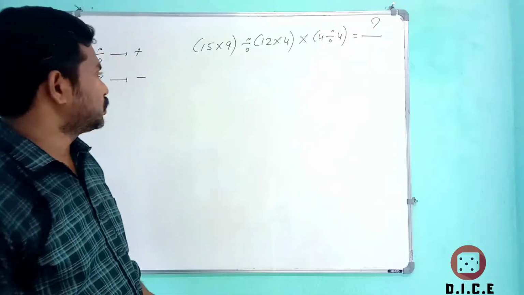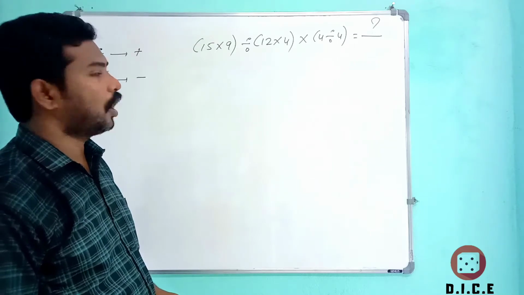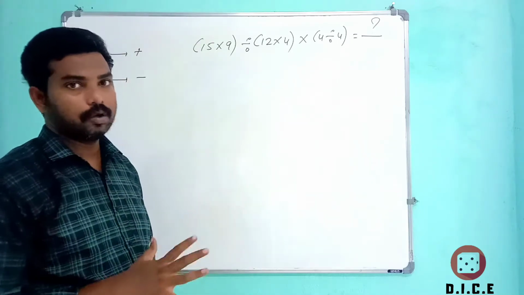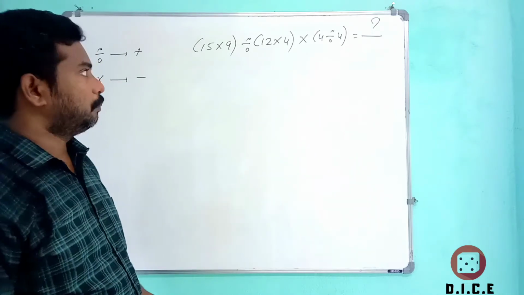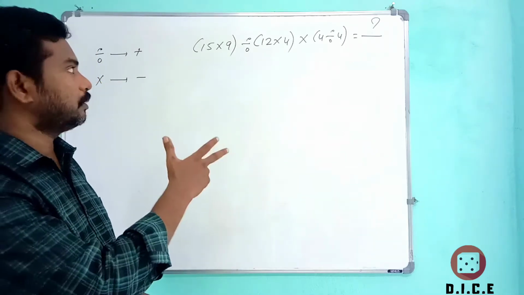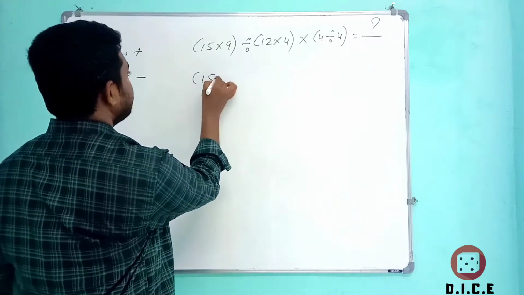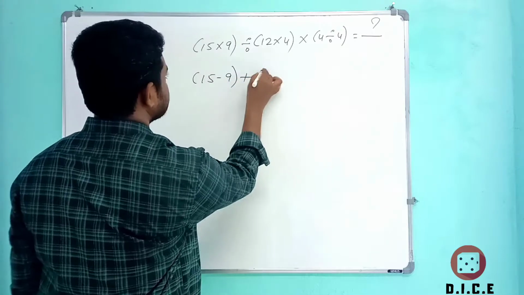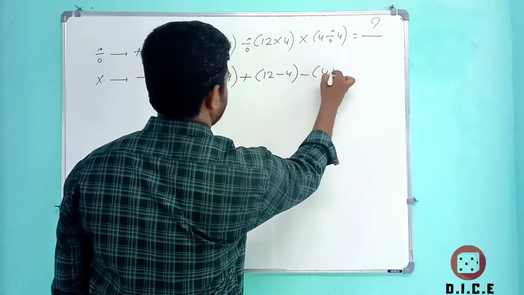If you see the next question here, 15 into 9 divided by 12 into 4 into 4 divided by 4, we have to find the answer. All the parts are in brackets, but before solving the question, we have to change all the symbols according to the asked format. What is into here? Minus. 15 minus 9. What is division? That is plus. 12 minus 4. And what is into? Minus. What is division? Plus 4.